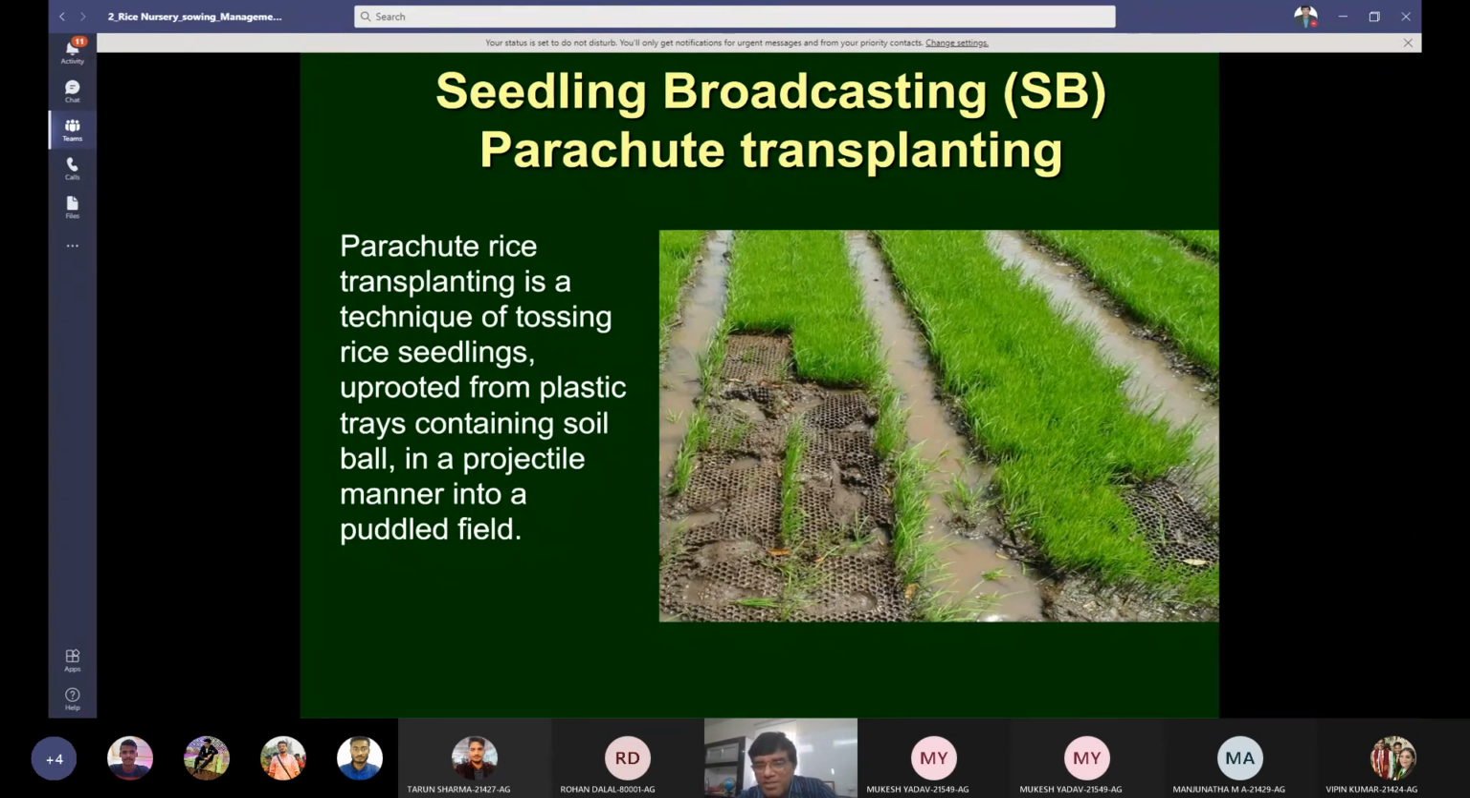So how to prepare these seedlings? This is known as bubble tray nursery. Parachute rice transplanting is a technique of tossing. Tossing here means throwing rice seedlings uprooted from the plastic trays. These plastic trays are bubble trays containing soil balls, and the seedlings are thrown in a projectile manner into a puddled field. You can see these bubble trays, in which you put the soil and seed.